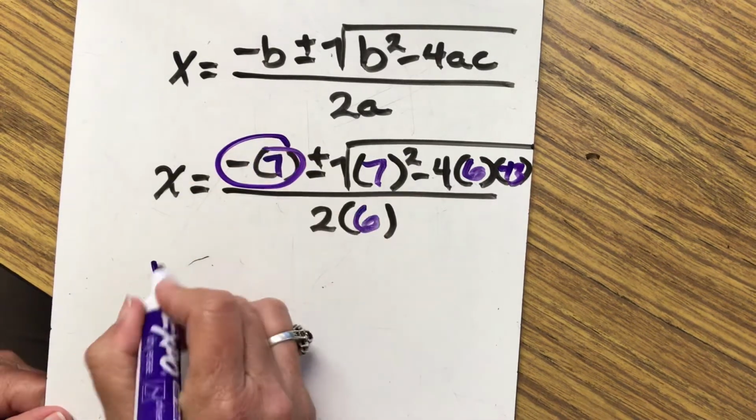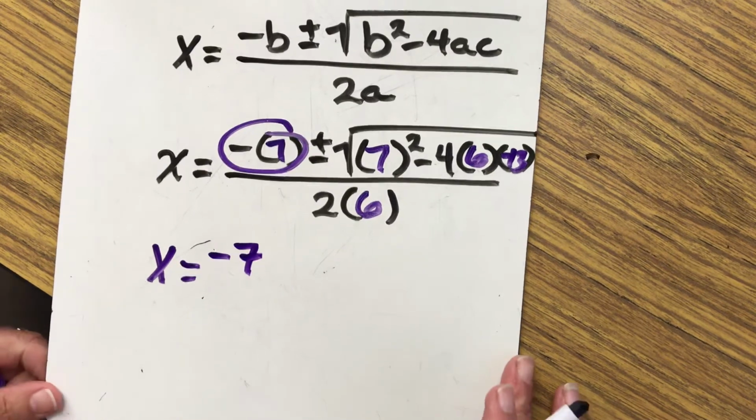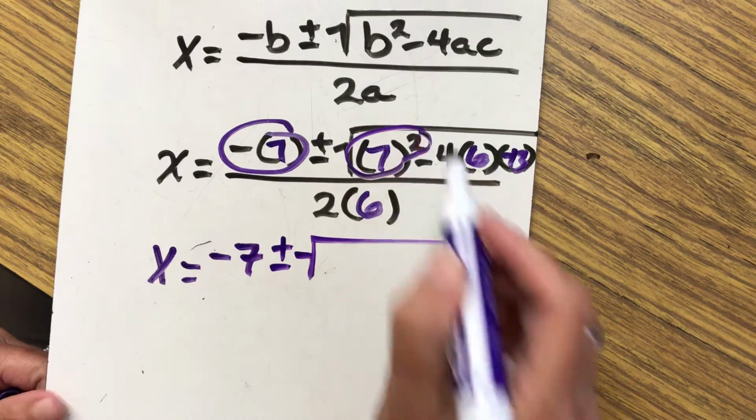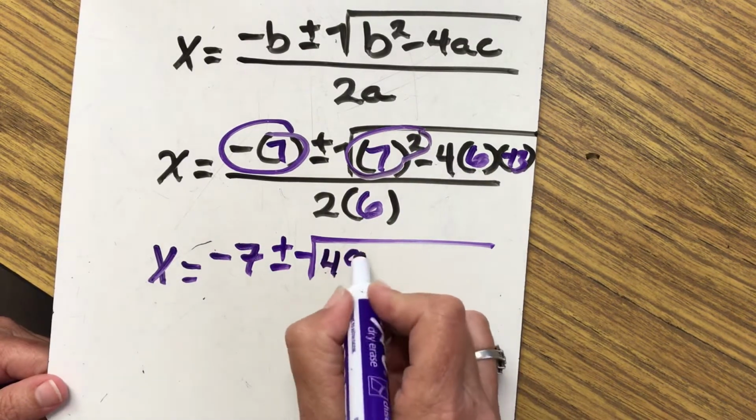This first one is just going to be negative 7. There's no double negative this time. It's just a negative 7. Plus or minus, let's clean up that little part. 7 squared is 7 times 7, which is 49.